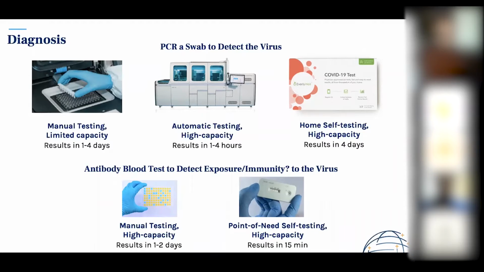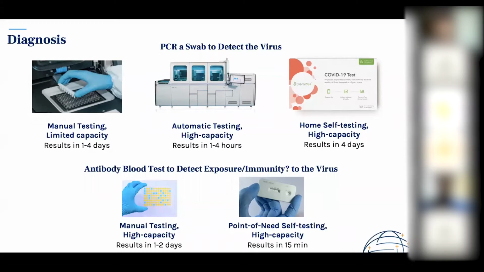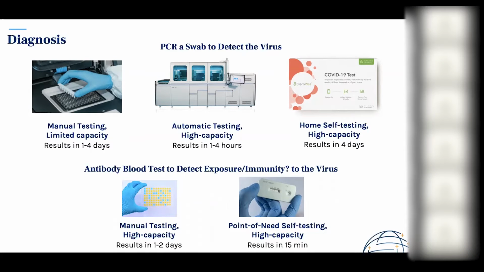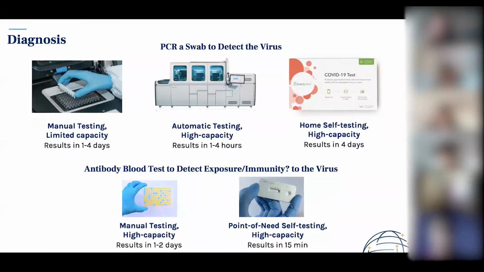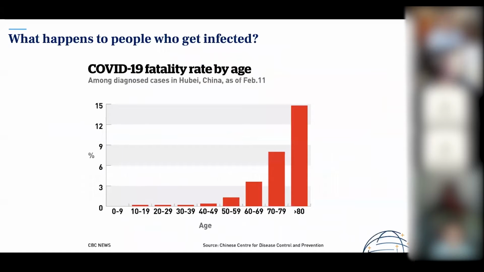We know that an antibody test probably means exposure. What we don't know is whether a positive antibody test means you're immune or you're protected from the virus, because we don't yet know which antibodies are the right antibodies to protect us. We know we can detect antibodies, but we don't know if those antibodies are really good and protect us in the future. And I can certainly answer more questions about that later. But I just wanted to give you an overview. So what happens to people that get infected?